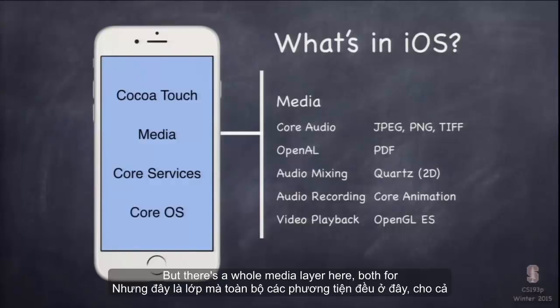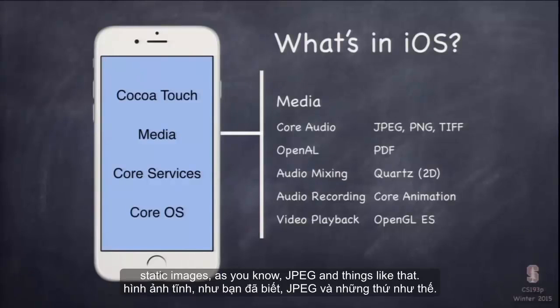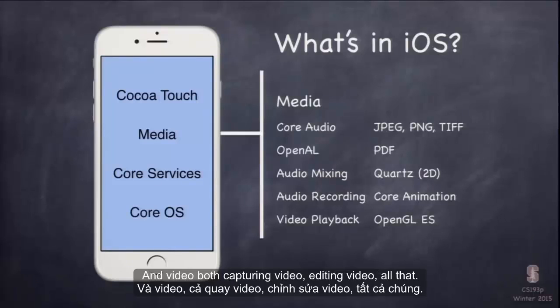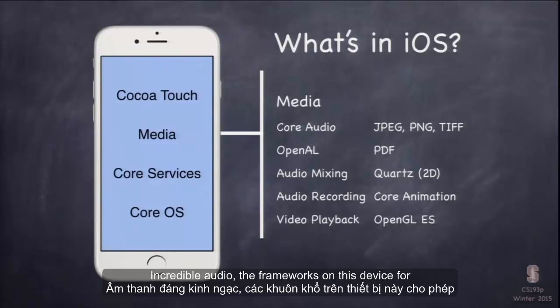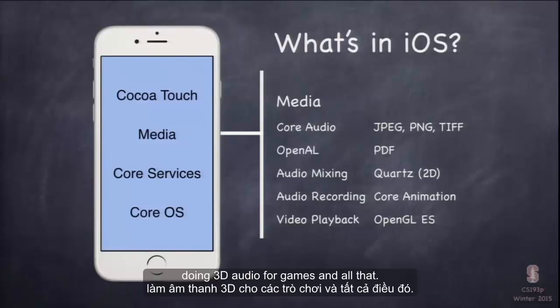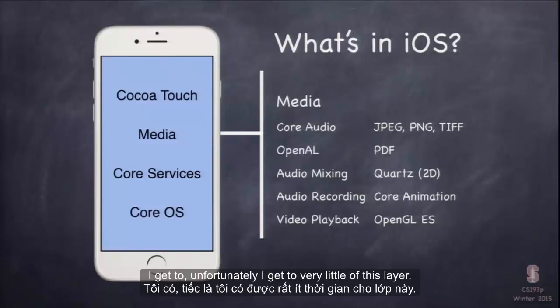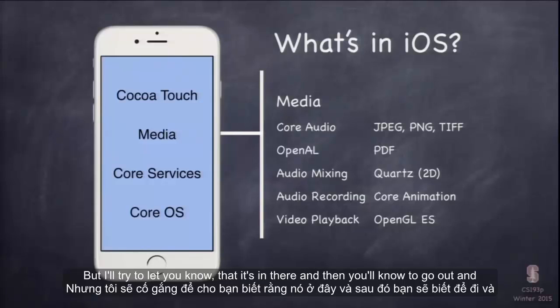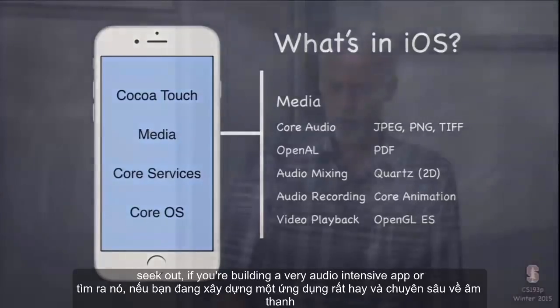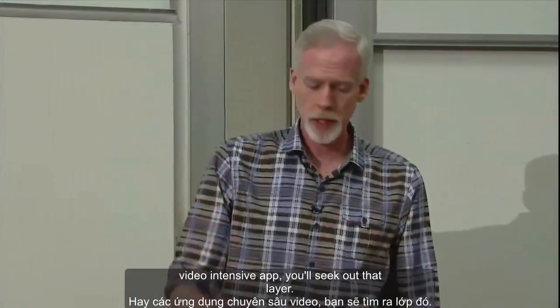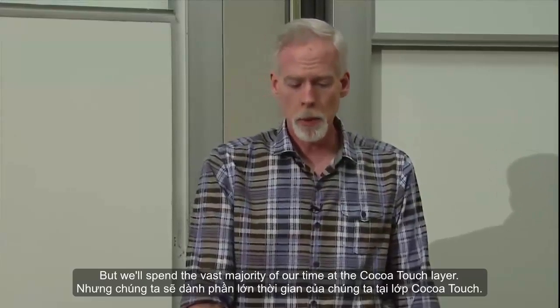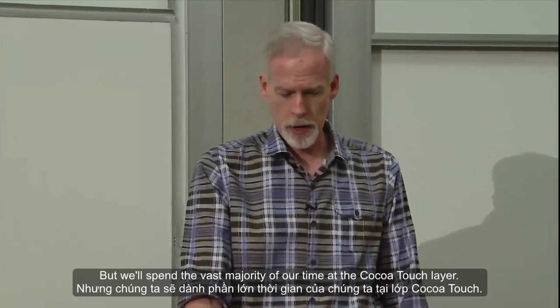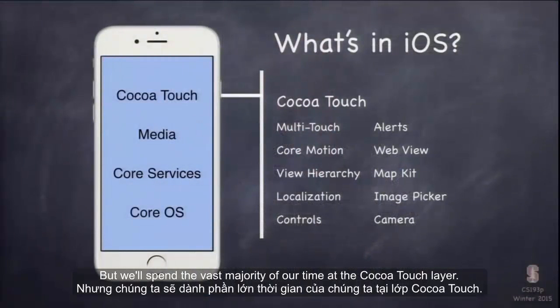But there's a whole media layer here, both for static images, you know, JPEG and things like that, and video, both capturing video, editing video, all that. Incredible audio frameworks on this device for doing 3D audio for games and all that. Unfortunately, I get to very little of this layer. I'll try to let you know that it's in there, and then you'll know to go out and seek out, if you're building a very audio-intensive app or a video-intensive app, you'll seek out that layer. But we'll spend the vast majority of our time at the Cocoa Touch layer.